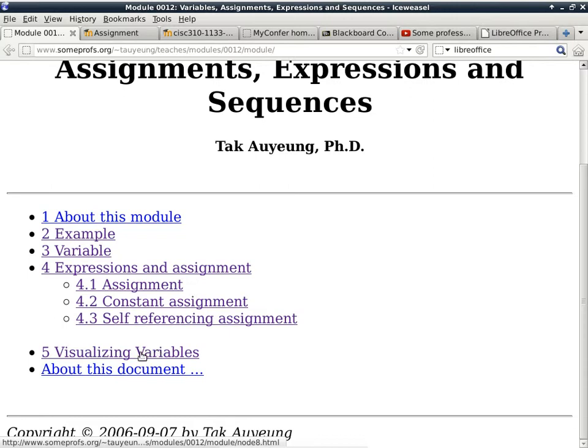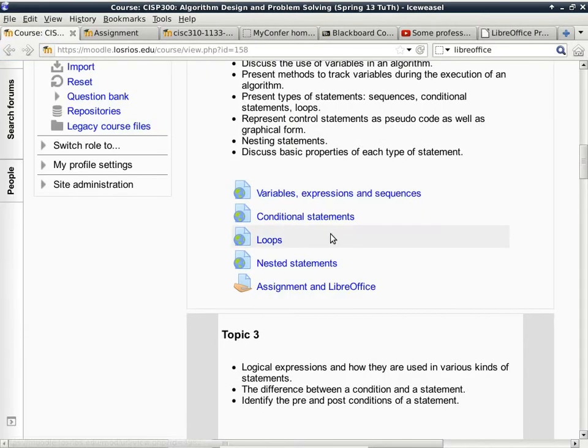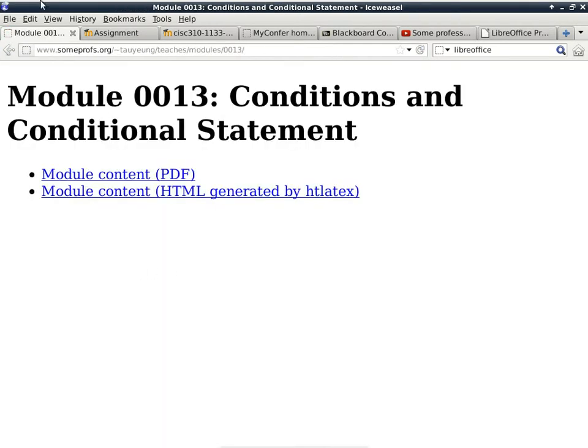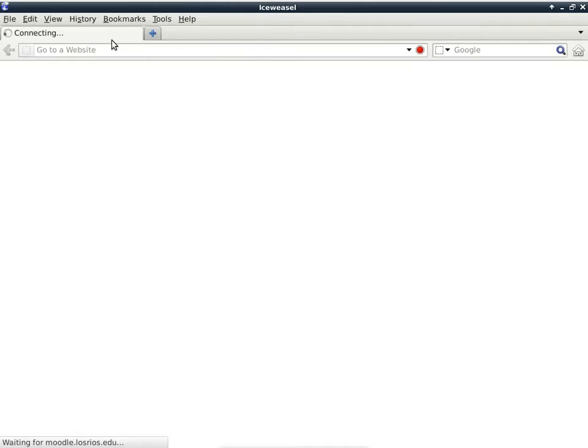Because we talked about this last portion already, how to visualize variables. So at this point, we are going to move on and talk about conditional statements. And I'm going to open a new tab so I don't lose track of the other one.